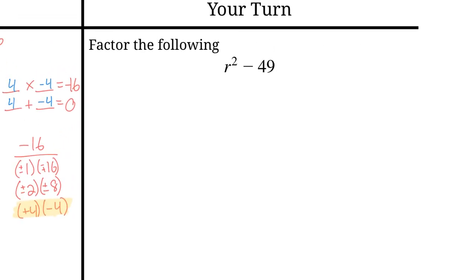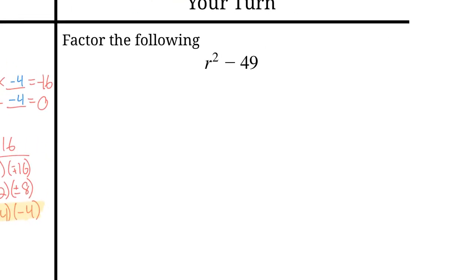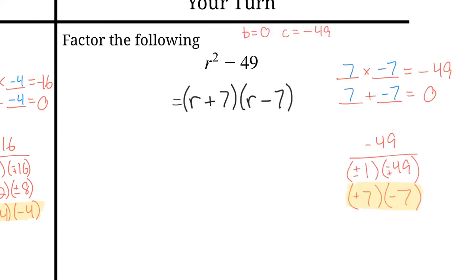And now it's your turn to factor this expression on your own. You can pause the video and then come back when you're ready to check your answer. So in this expression, we don't have a term in the middle, so that means it is just 0r. So b is equal to 0 and c is equal to negative 49. So we have to find two numbers that multiply together to give us negative 49. And when we add those same two numbers, we're going to get 0.